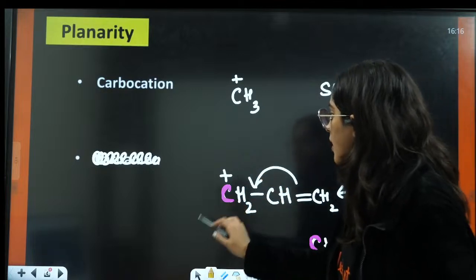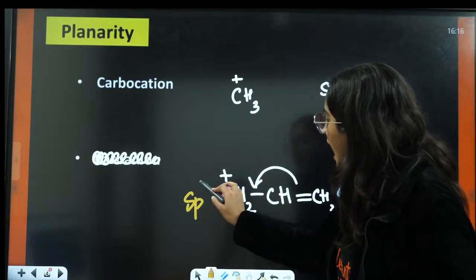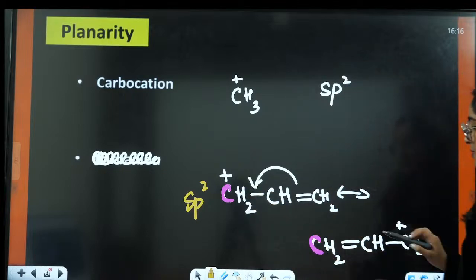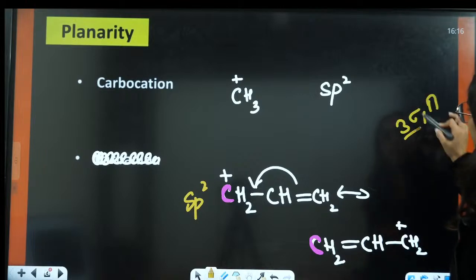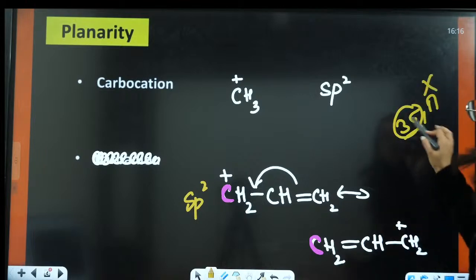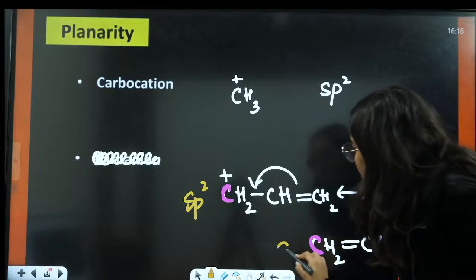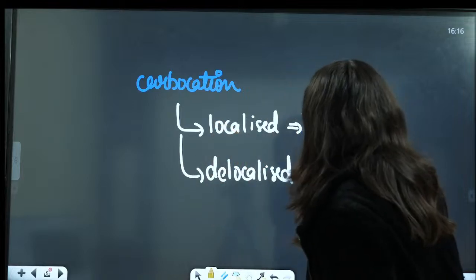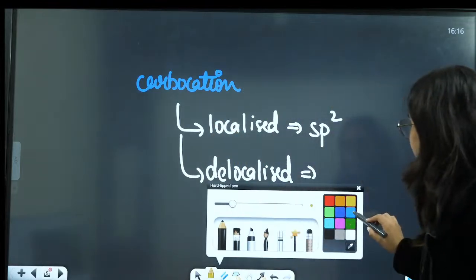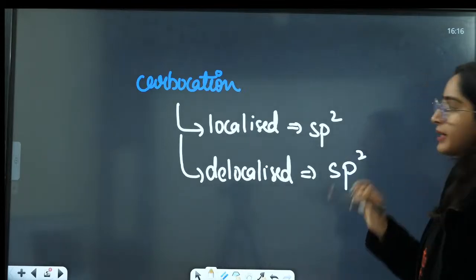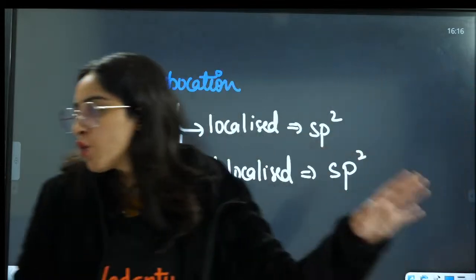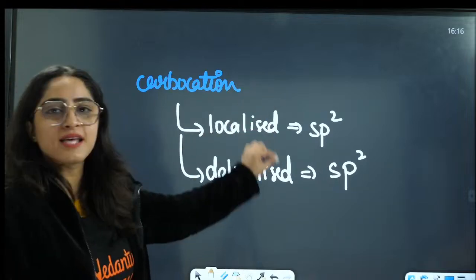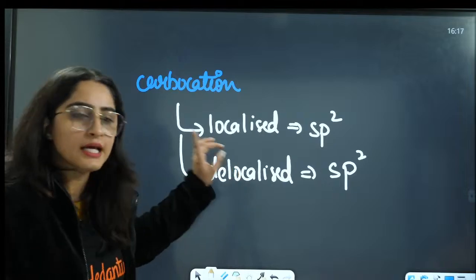It has 3 sigma bonds, so this is sp2 hybridized. And this is also sp2 hybridized because it has 3 sigma bonds and 1 pi bond. We don't consider the pi bond, so this is 3 sigma bonds, which means it is also sp2 hybridized. So for a positive charge, for a carbocation, both the localized and delocalized forms have sp2 hybridization. Both of these have sp2 hybridization only. Correct this, please.